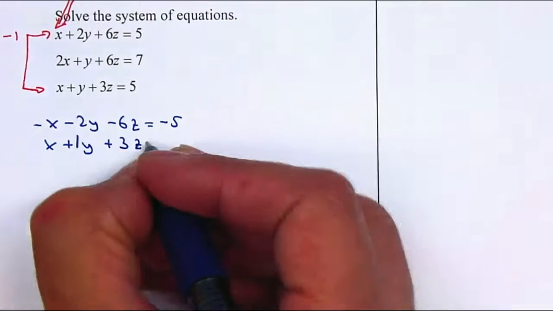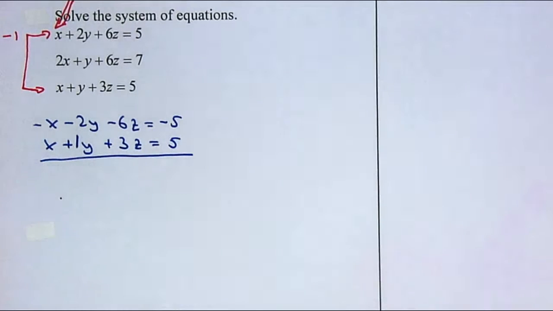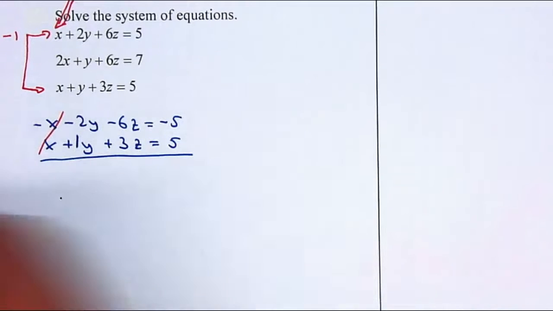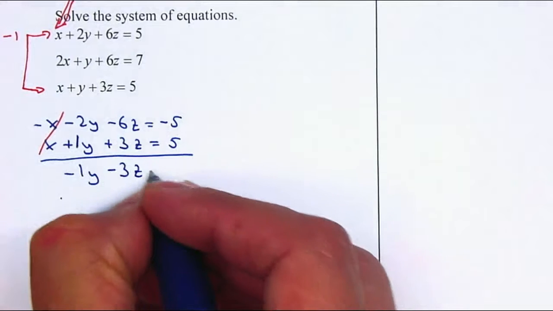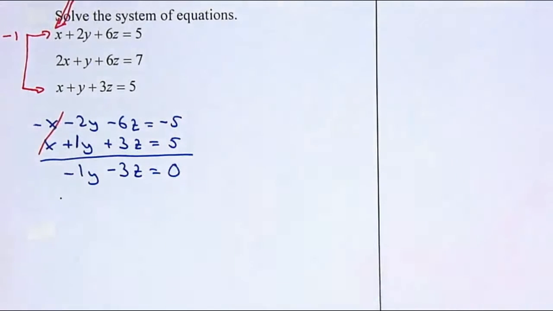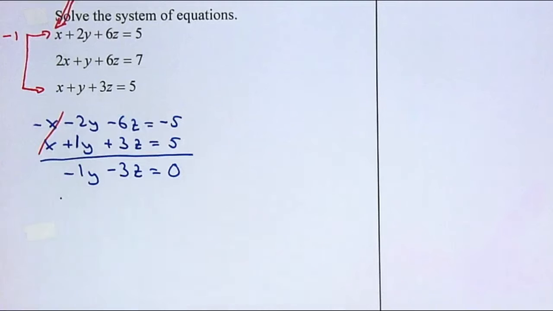And I usually put my 1s just to make sure that I don't make any mistakes. If you make a little mistake, then you're going to have to go back and find it. And hopefully that's not the case today. So it gives me a -1y. That gives me a -3z. And that will give me a 0. Remember, zeros are okay. We can have a 0 here.